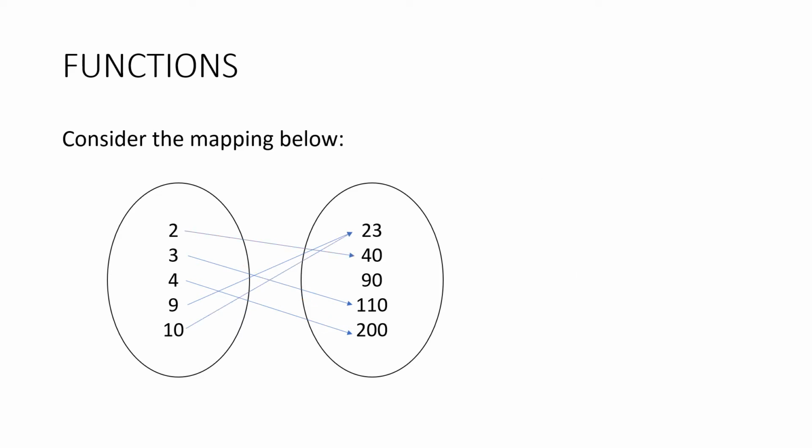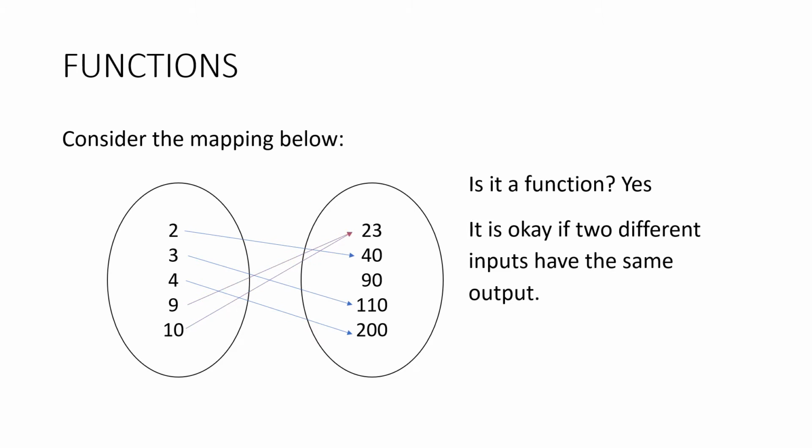What about this one? When I input 2, I get 40. 3, I get 110. 4, I get 200. 9, I get 23. And 10, I get 23. Is this a function? Yes, it is. It's okay to have two different inputs that have the same output. That doesn't break the rules of a function.